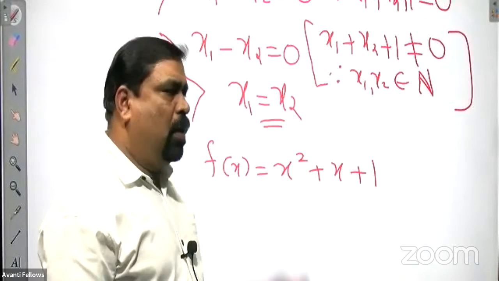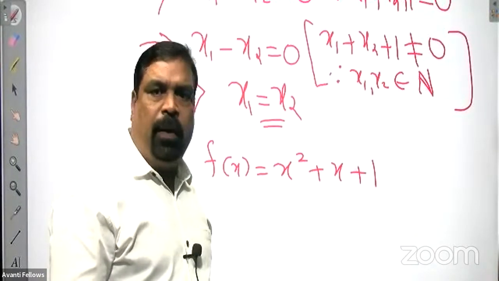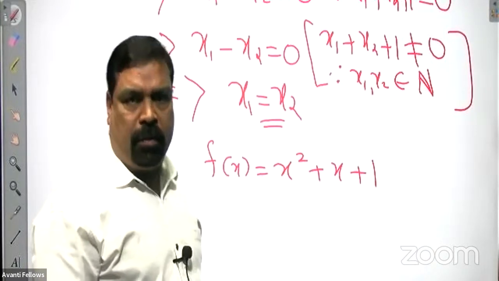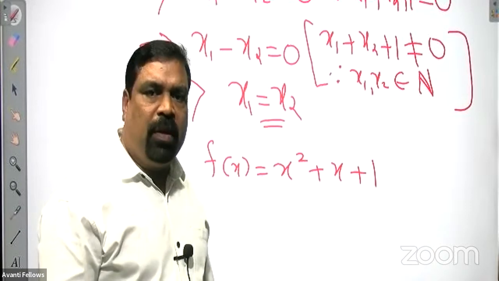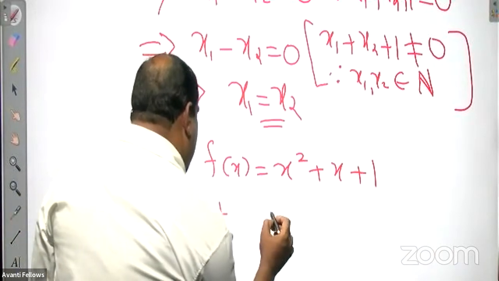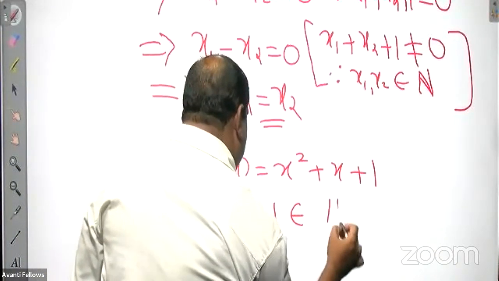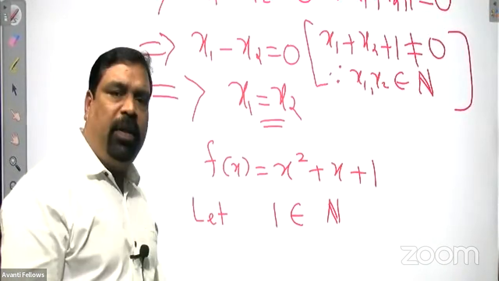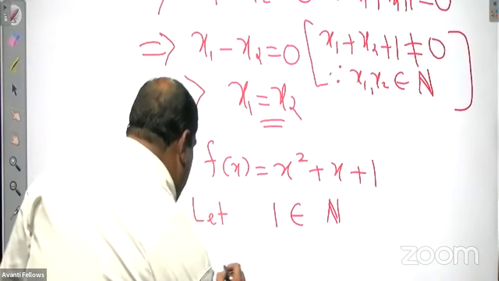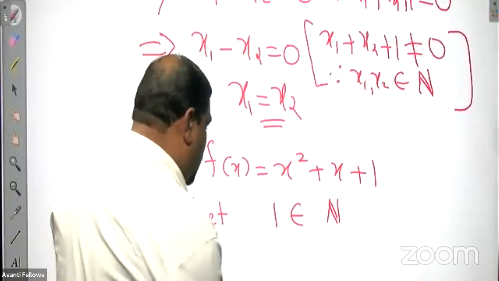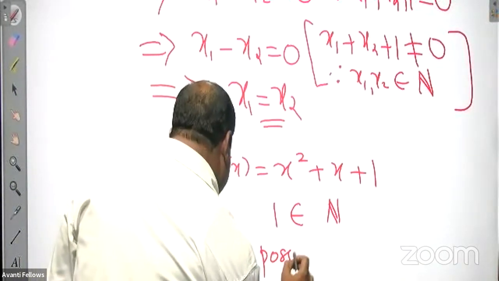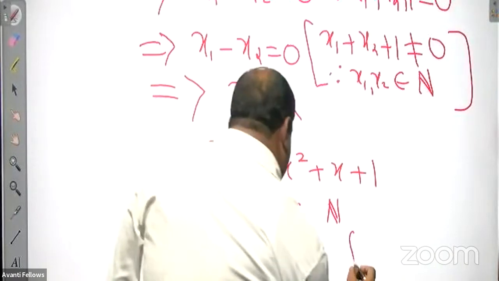Not onto means there may be some element in the codomain which doesn't have a pre-image here. So what do we do? Let us take 1. Let's see whether any pre-image is there for 1. If there is a pre-image, is it possible that f of x equal to 1?